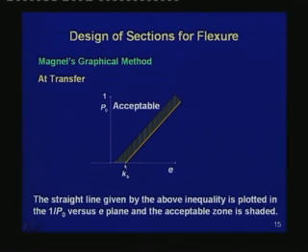Now, since in the inequality relationship 1 by P0 has to be greater than the value on the right hand side, the acceptable zone in this plane is the zone above the line, and that has been shaded, and any combination of 1 by P0 and E which falls above the line will satisfy the stress condition that Ft is less than or equal to Fct allowable at transfer.